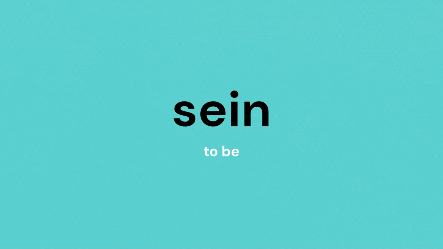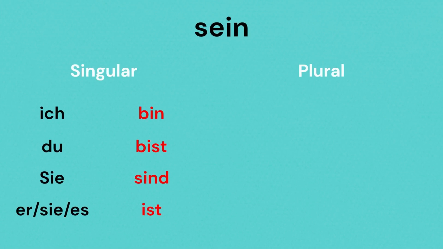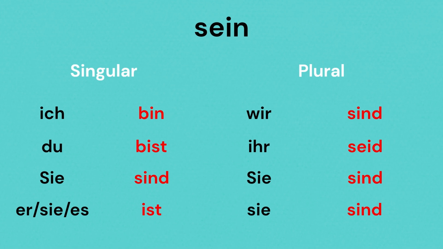Now we can move to the second verb, sein. Here's the conjugation. First, for the pronouns in singular. Ich bin. Du bist. Sie sind. Sie, es ist. Now for the pronouns in plural. Wir sind. Ihr seid. Sie sind.